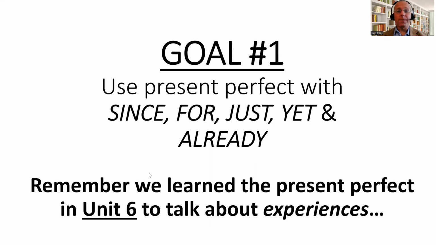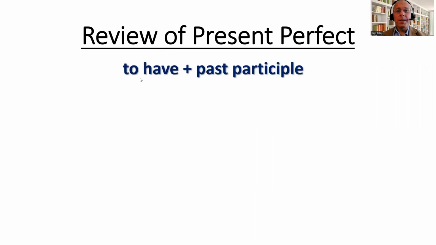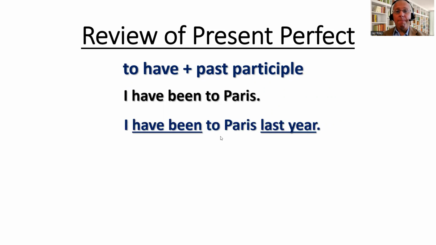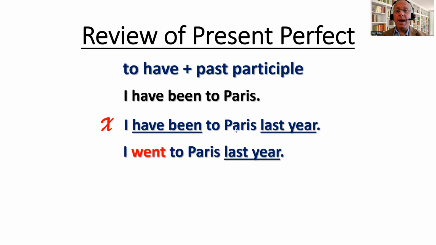Remember, we learned the present perfect verb tense in Unit 6, and we said we use this to talk about experiences. So let's review how we form the present perfect verb tense. We use the verb to have and the past participle or the third verb. For example, I have been to Paris. I have been to Paris last year. Is that correct? No, I can't use the present perfect verb tense with time expressions. If I'm using a time expression, I need to use the simple past. I would say, I went to Paris last year.